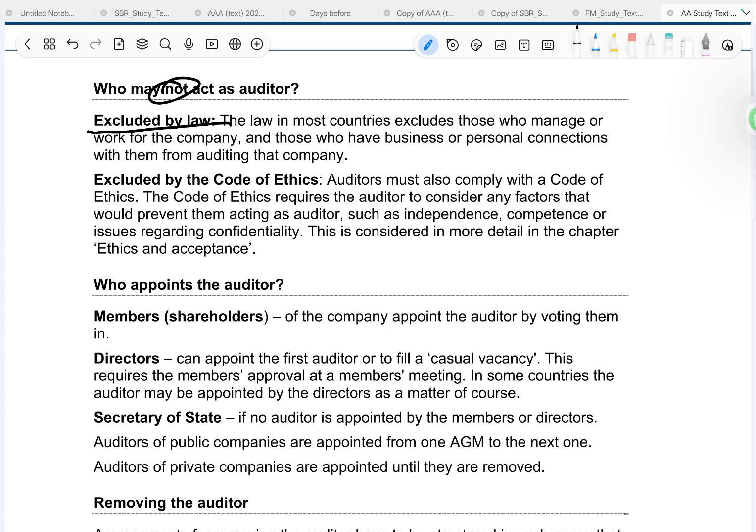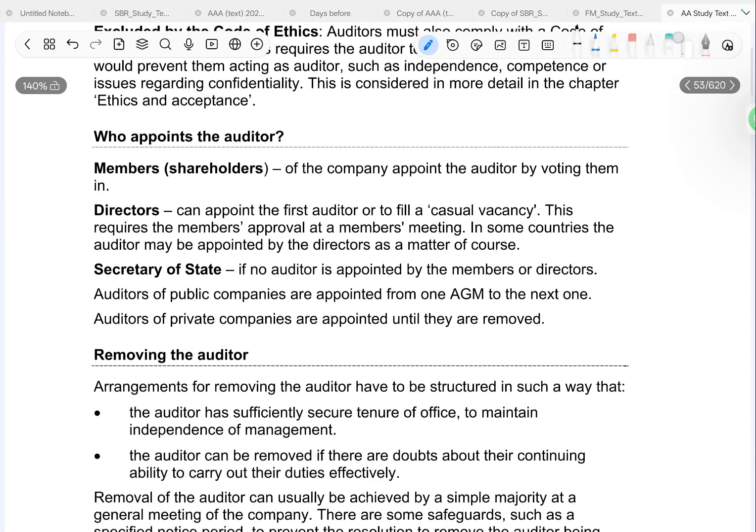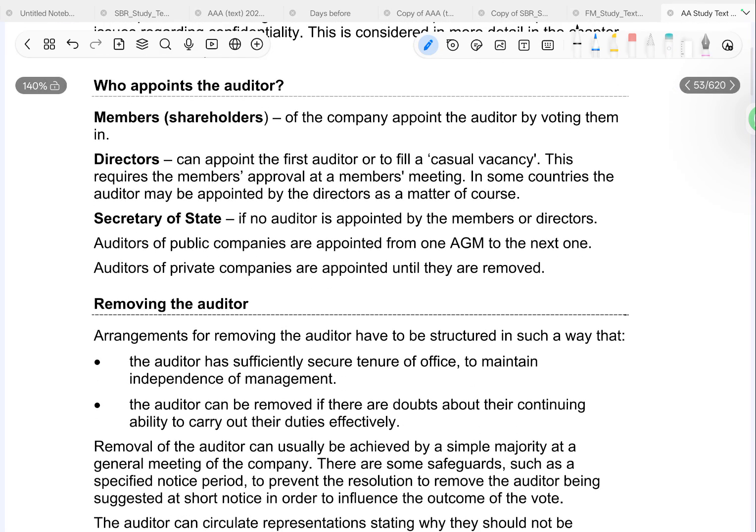We'll study this in much more detail in later chapters, and it is an important area for the exam. Now let's talk about who appoints the auditor. The main people responsible for appointing an auditor are the members or shareholders of the company. They appoint the auditor by voting at a general meeting. But sometimes the directors can also appoint the auditor.